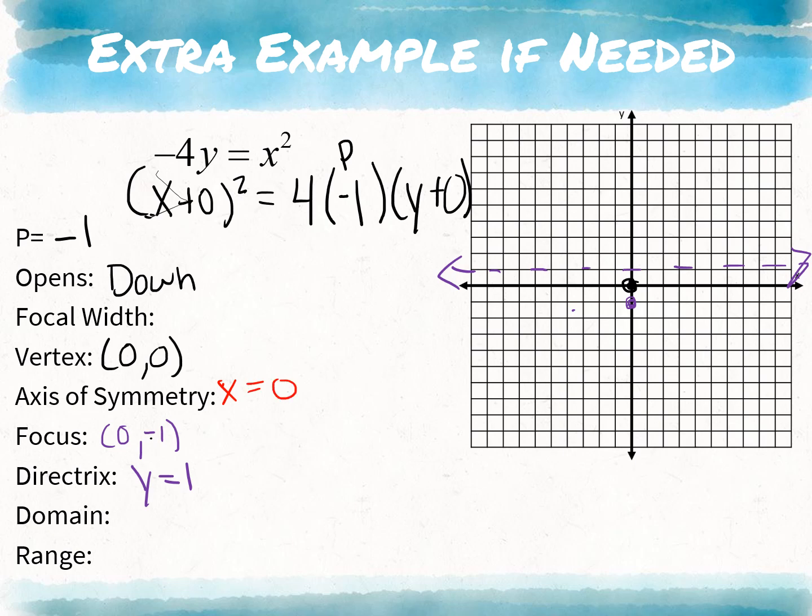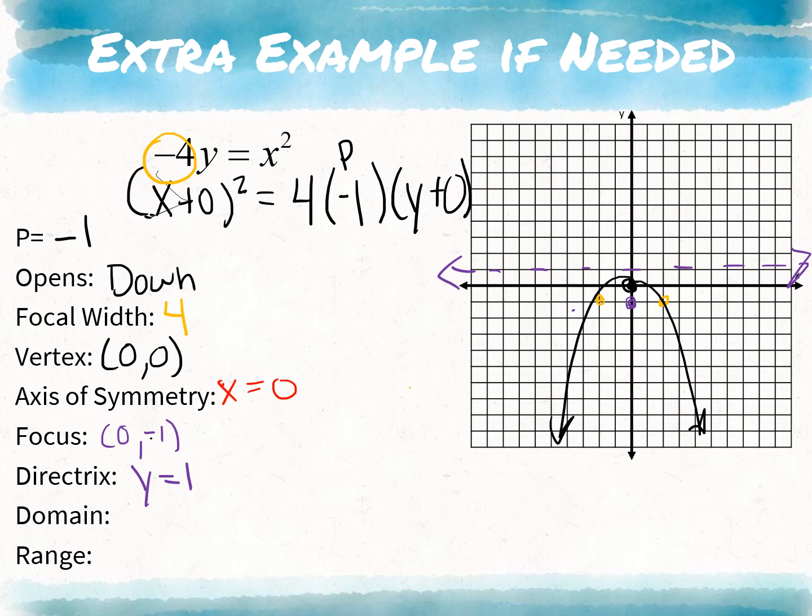My focal width. Okay, let's look at our original number. Our original number was 4. So my focal width is 4. So from the focus, I want equidistant on either side, but a total distance of 4. Now I can draw my parabola through my vertex, through that focal width. Kind of shows me, because they're close together, it's going to be a little skinnier. That makes sense, because I only have a p-value of 1.